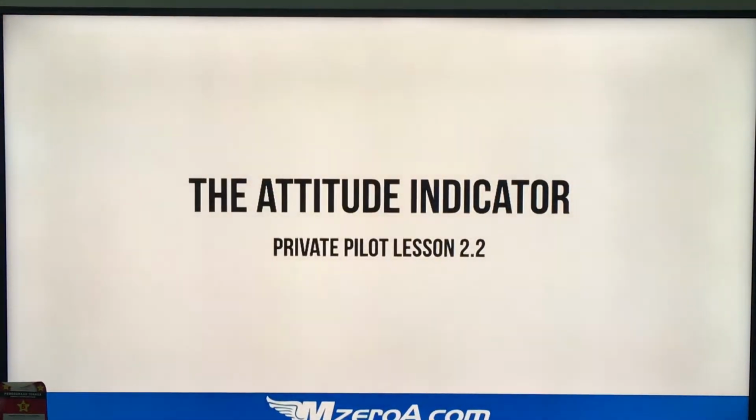Private Pilot Lesson 2.2, the attitude indicator. Now we're switching systems. We talked about one on the pitot-static system. Now I want to talk about an instrument on the vacuum system, and that is the attitude indicator.